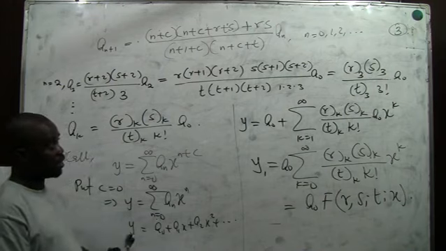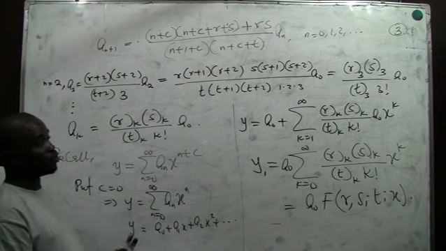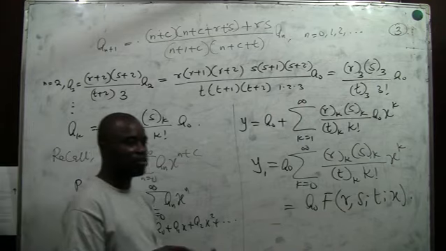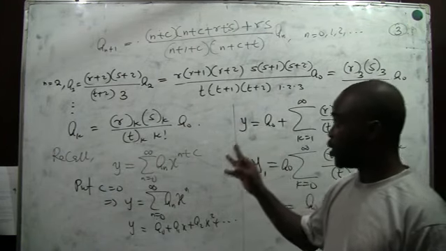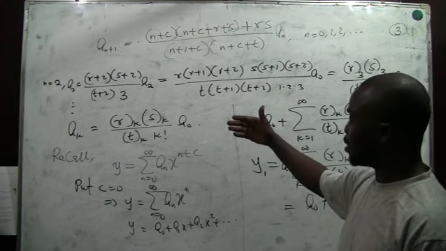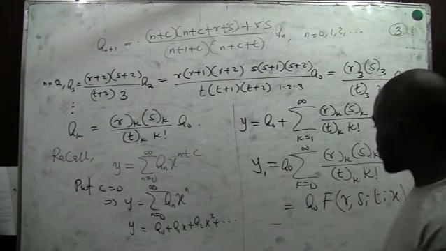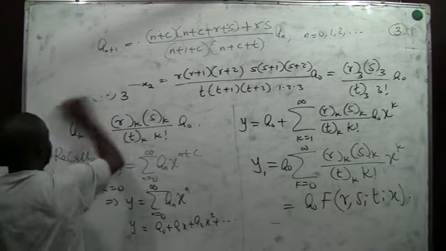Let us now consider the second solution. To get the second solution, we go back to equation 3. We substitute the second initial root, which is 1 minus t, into equation 3. Then we carry out steps similar to what we used to obtain the first solution. Let's look at that.